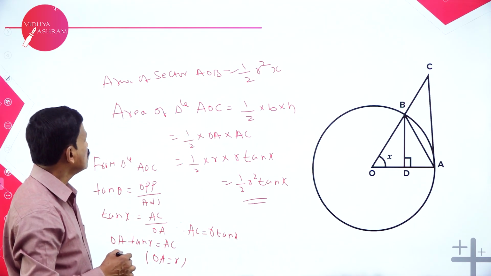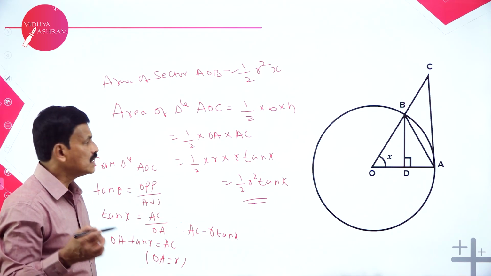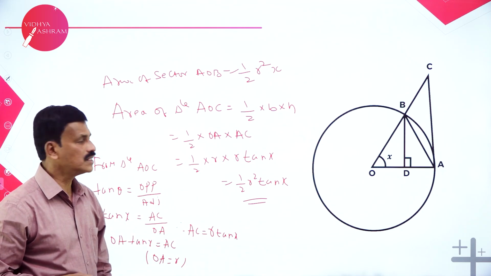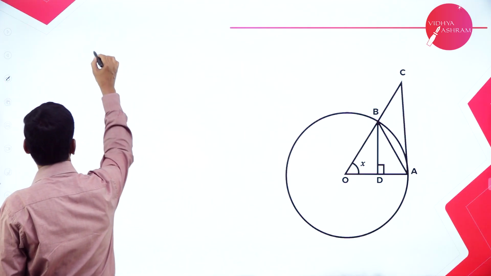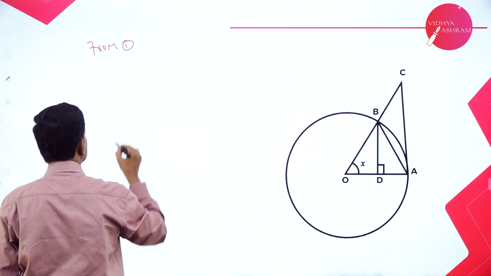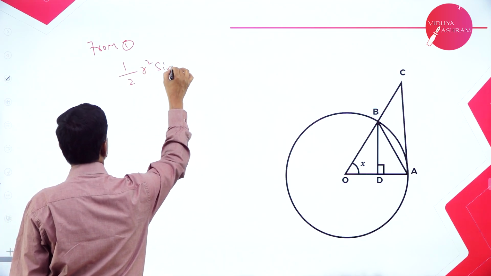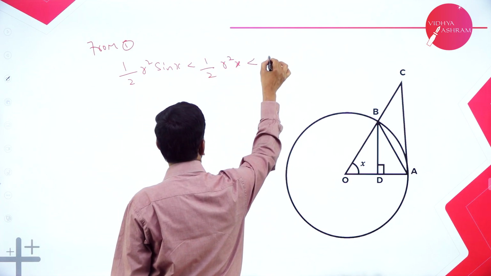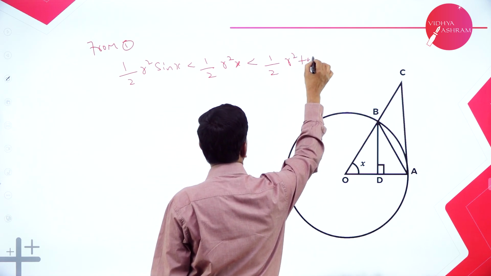So what we got? Area of triangle AOB is half R square sin x. Area of sector AOB is half R square x, and area of the big triangle is half R square tan x. Now from equation 1, area of triangle AOB, that is half R square sin x, is less than area of sector AOB, that is half R square x, which is less than area of triangle AOC, that is half R square tan x.